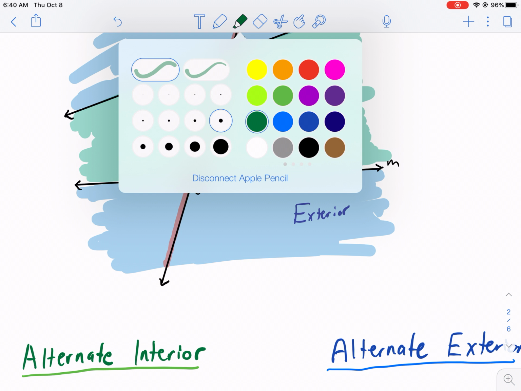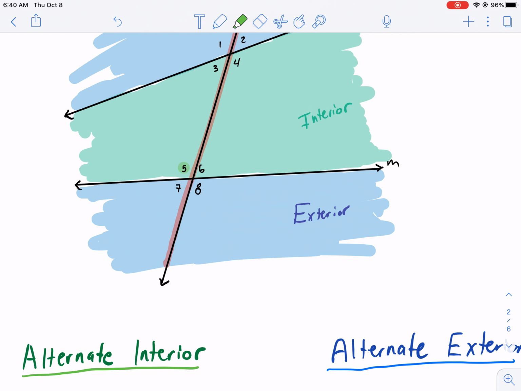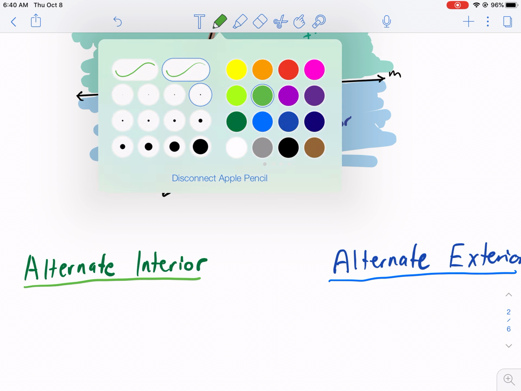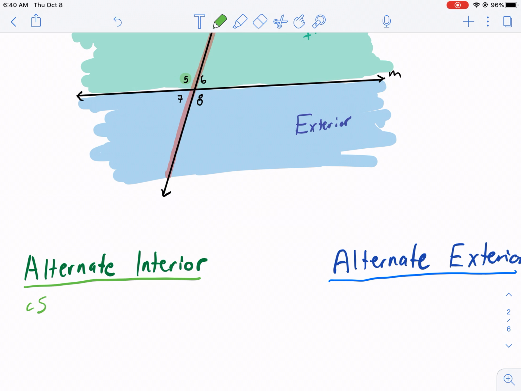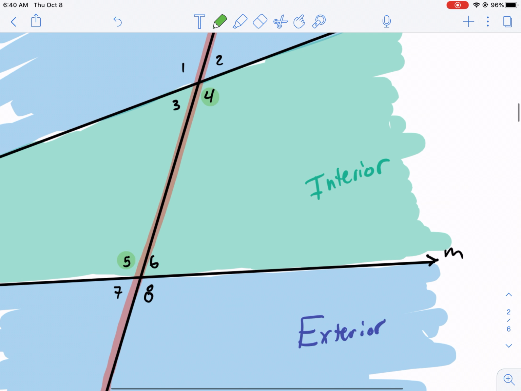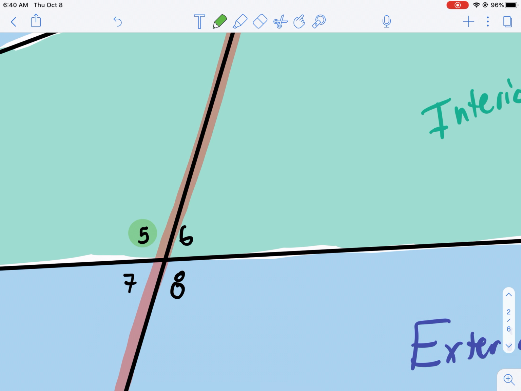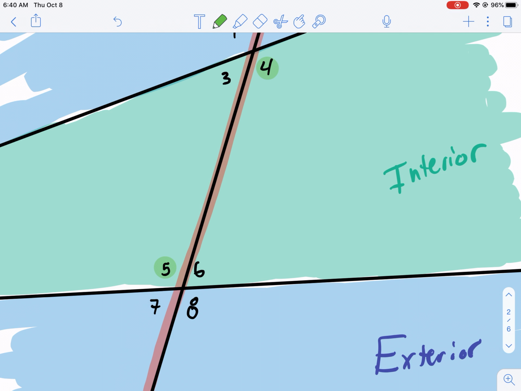So here's our first one. Let me increase the size a little bit, angle like this. So angle 5 and angle 4 are alternate interior angles. Let's go over here, match the color, angle 5 and angle 4. Now, what about angle 5 and angle 6? Technically, they're on the interior and they're on alternate sides of the transversal. But we already have a name for them. These two are supplementary. So we don't want to include supplementary angles with this because that's already an established relationship.